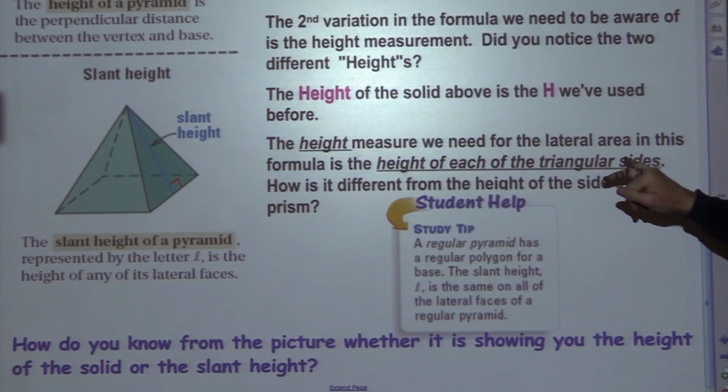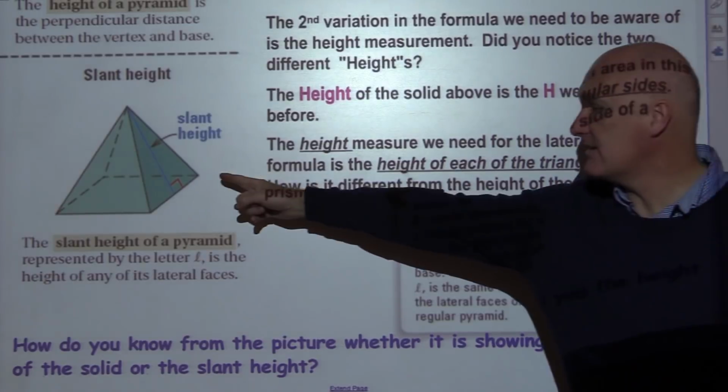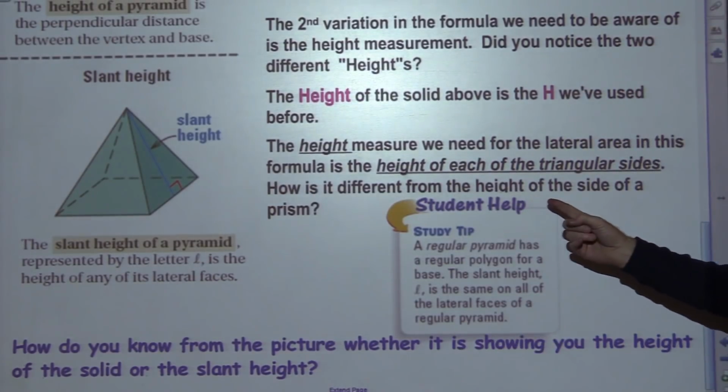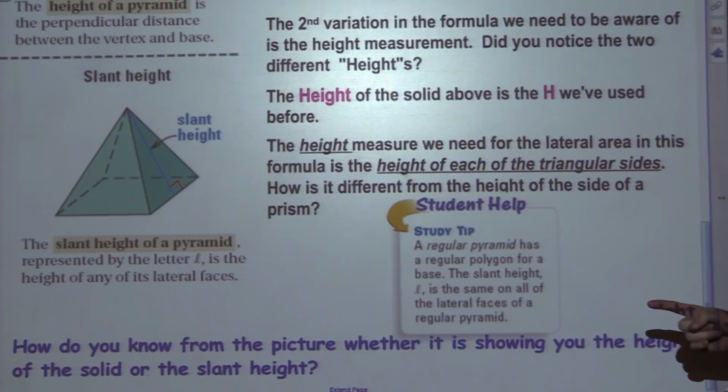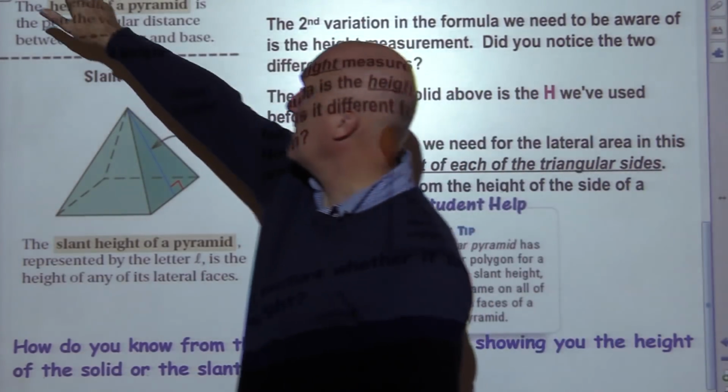So the height measure we need for the lateral area in this formula is the height of each of the triangular sides. That's the one here, the slant height. And how that is different from the height of the side of a prism we'll come on to in a few minutes. So let's move to the next page.